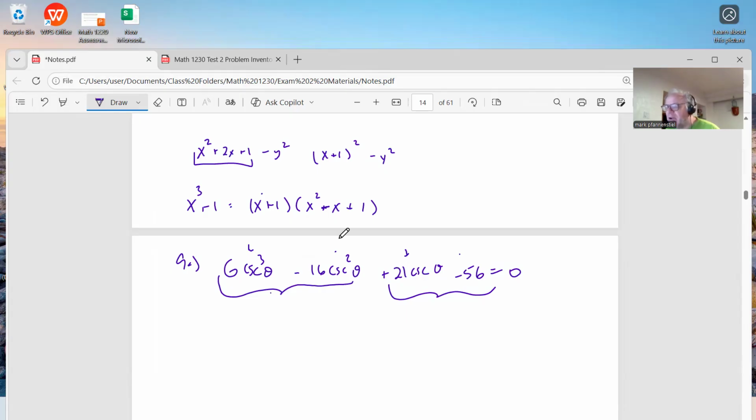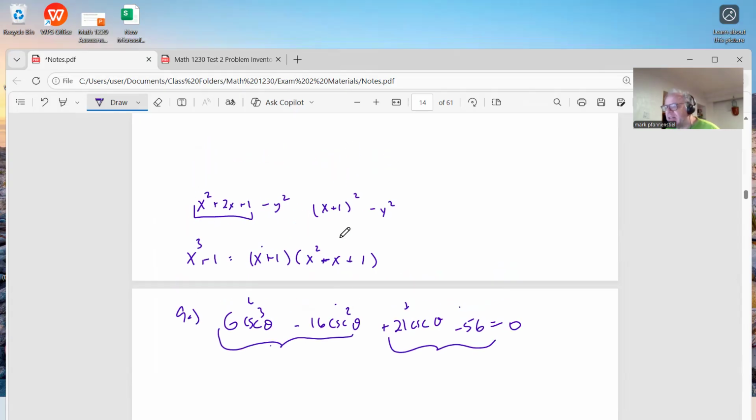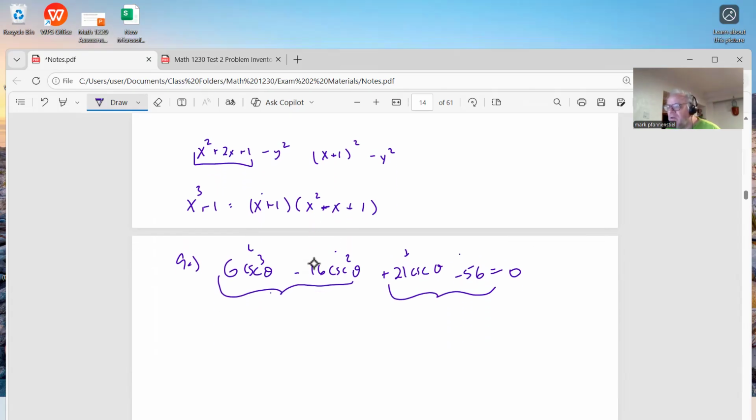In my first pair, what's common to both of these terms is at least a cosecant squared. Both of these are also even, so how about we pull out a 2 cosecant squared and see what we have left? If I pull a 2 cosecant squared out of both, we have 3 cosecant theta minus, and pulling it out of 16, that's going to be an 8.